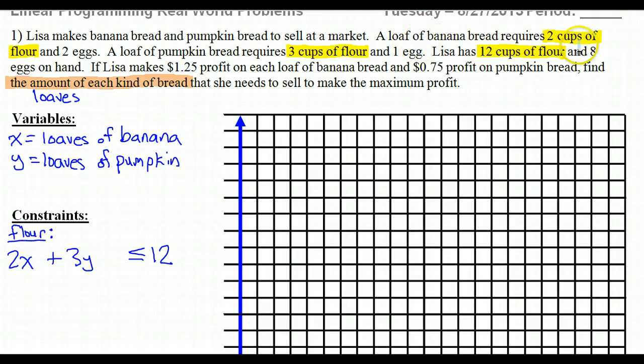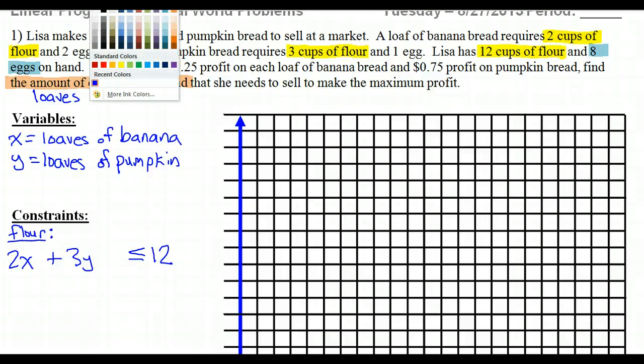All right, Lisa has 12 cups of flour and 8 eggs on hand. So she's got 8 eggs. That is a constraint. She's only got 8 eggs, so she can make whatever she can make with 8 eggs.